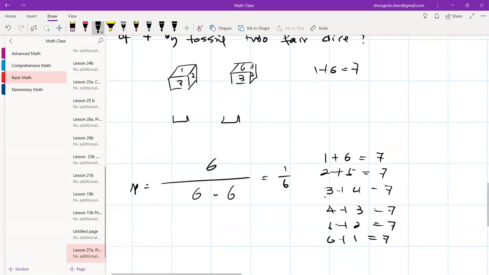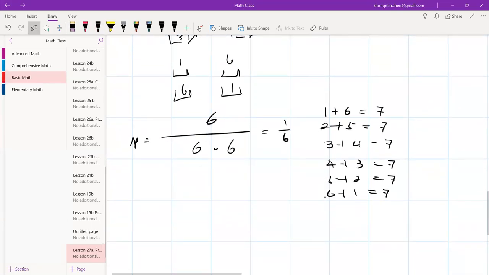Yeah, because we count the order. So 1 and 6 is different from 6 and 1. The order is separate: the first die, second die, we just pick two numbers from 1 to 6. If the first one is 1, the second one is unique. If the first one is 1, then the second one must be 6. If the first one is 6, the second one must be 1. So the probability is 1 over 6.